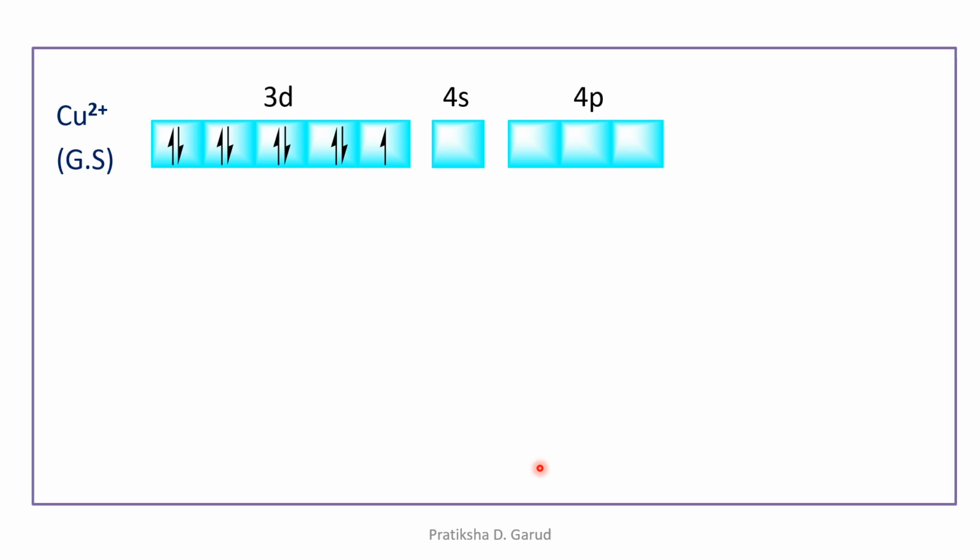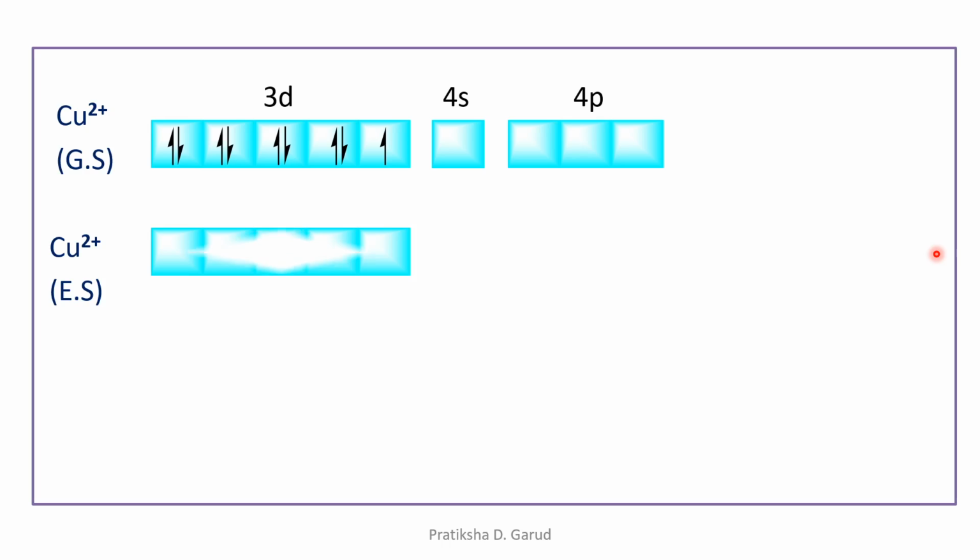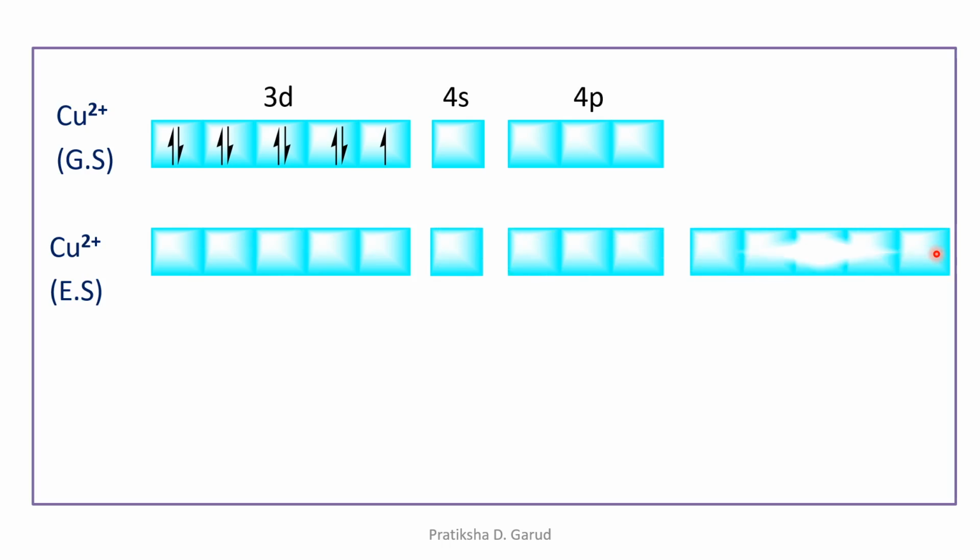Now here we have either the dsp3 type of hybridization or the sp3d type of hybridization. The dsp3 type of hybridization is not possible because we can't shift this last electron to make this 3d atomic orbital vacant. So instead of the inner 3d orbital, we have to use the outer orbital. So for the Cu2+ in the excited state, we have the 3d atomic orbital, then the 4s atomic orbital, 4p atomic orbital, and the last one is the 4d atomic orbital, which we have to use.